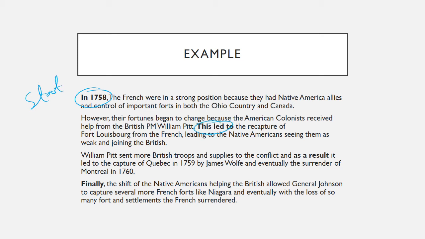This led to, as a result, and finally. So that is showing that this is the end of the narrative. There's the start, and it's showing how one thing led to another.